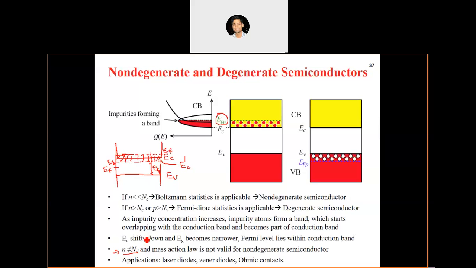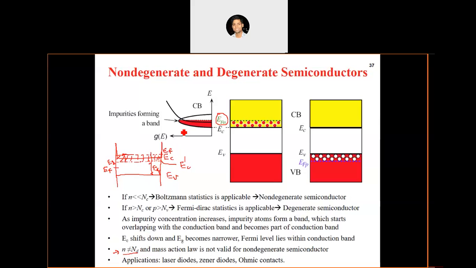Because of this overlapping of the bands and band formation, all the dopant atoms may not be ionized now, because they are forming their own band. So there will be a different type of bonding within these impurity atoms themselves. So all of these dopant atoms may not be ionized. That is why the carrier concentration will not be equal to the dopant concentration anymore, because carrier concentration comes only from the ionized dopant atoms, right?